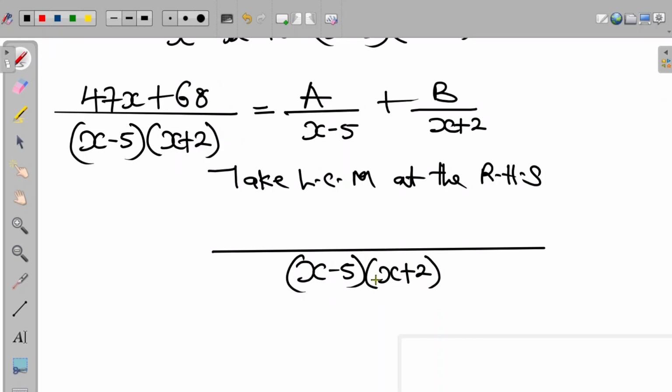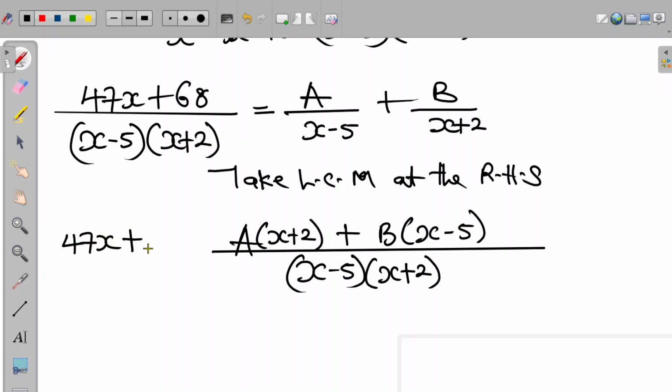So the LCM divided by x minus 5 will be left with x plus 2. And x plus 2 times a, we have a multiplied by x plus 2, plus LCM divided by x plus 2 will be left with x minus 5, and we have that this is b multiplied by x minus 5. And then we write down the left hand side. So we have 47x plus 68 divided by x minus 5 multiplied by x plus 2.